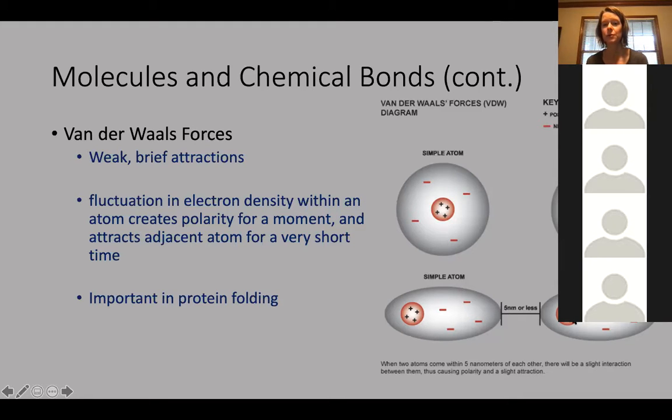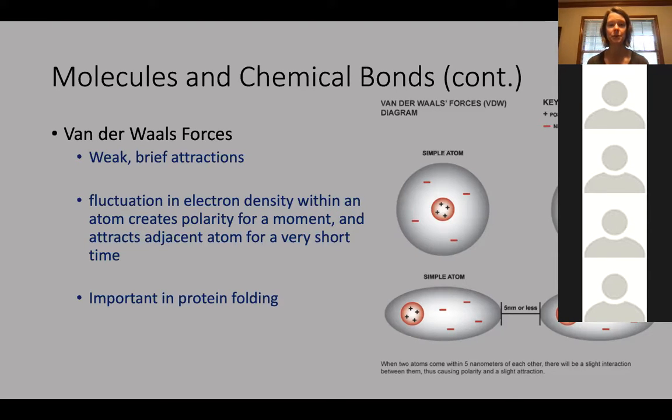So even when there's no technical polarity, there's still movement of electrons, which is going to create this kind of shifting charge within an atom. That shifting charge will allow for temporary attraction, and then that attraction will break apart as soon as the electrons move around again. So it's kind of this constant attraction and then release of the attraction, over and over again, many times.